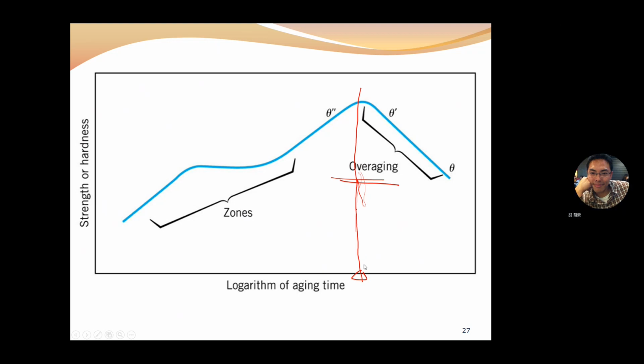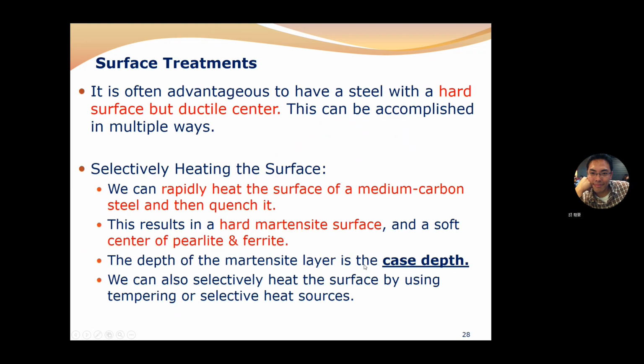Okay. So it doesn't mean that the longer aging time is better. Okay. So for surface treatment, it is often advantageous to have a steel with a hard surface but a ductile center. This could be accomplished in multiple ways.